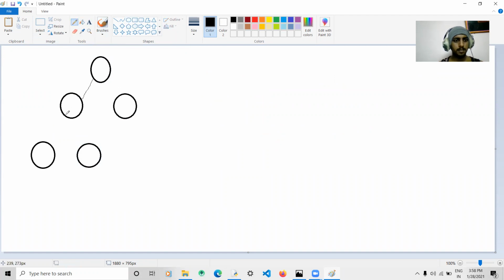Just join them, call them 1, 2, 3, 4, and 5. So what happens now is, what is a subtree? A subtree is basically you fix the root. Basically this can be a subtree: 3, 1, 2.